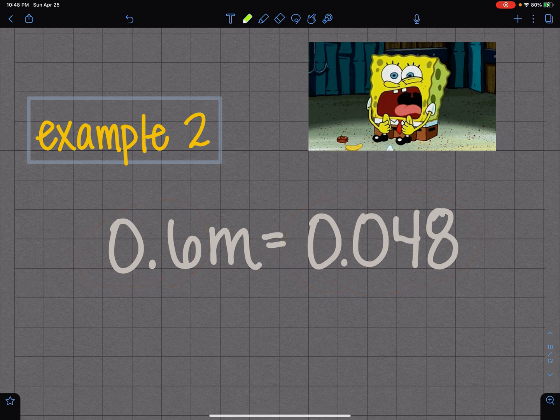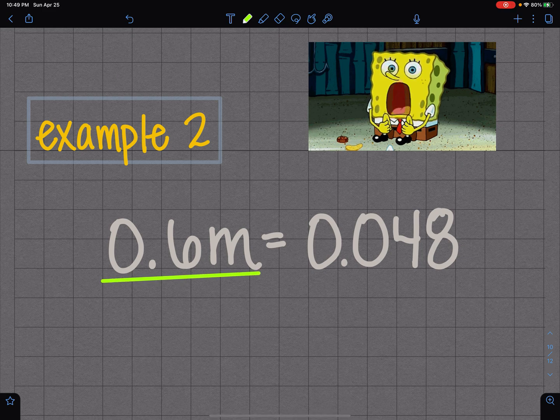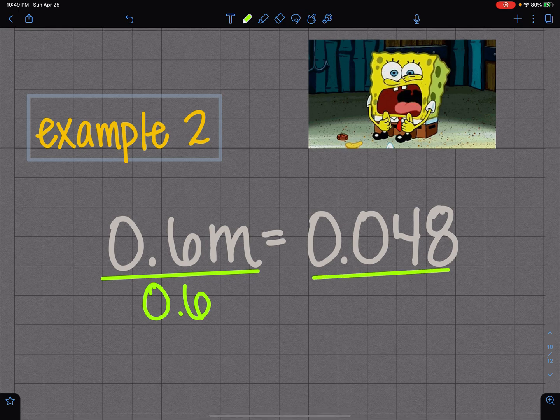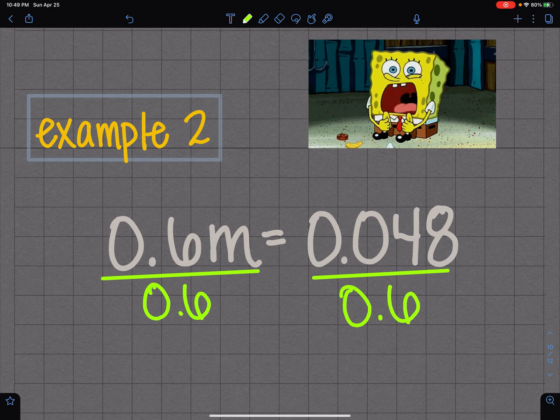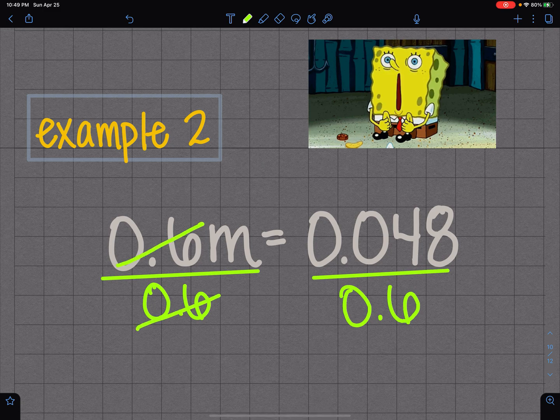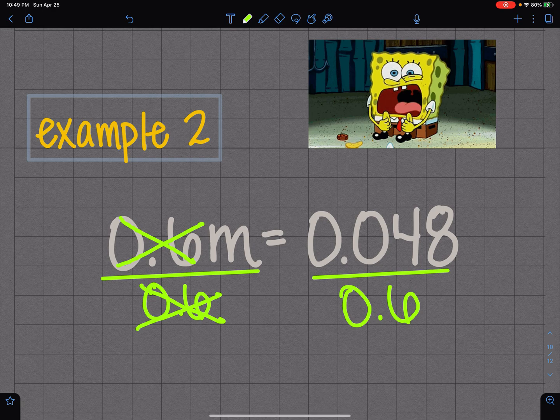So divide the product by the known factor. But you know me, I think of this as an equation. So I want to do the same thing to both sides of the equation in order to get that n all the way by itself. I'm going to divide both sides by 0.6. When I do that, this 0.6 cancels out with this one. So I don't need to worry about that anymore. That just reduces to 1.